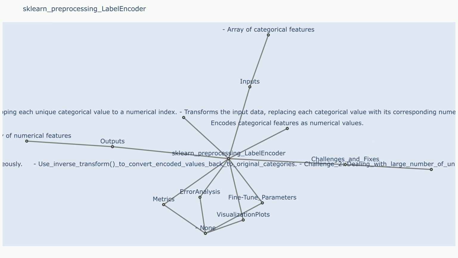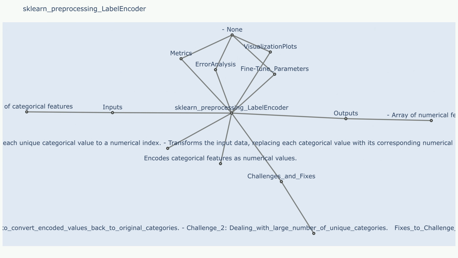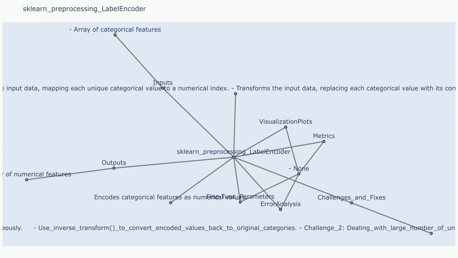Challenge 2: handling new categories. If the LabelEncoder encounters a new category during the transformation process that was not present in the training data, it will raise an error. This can occur, for example, when dealing with real-world data where new categories might emerge over time. Sample use case that resulted in challenge 2: encountering a new category in the test data that was not seen during training.